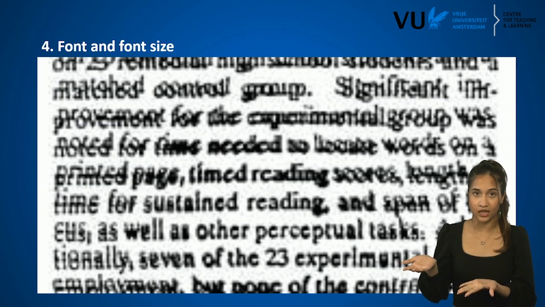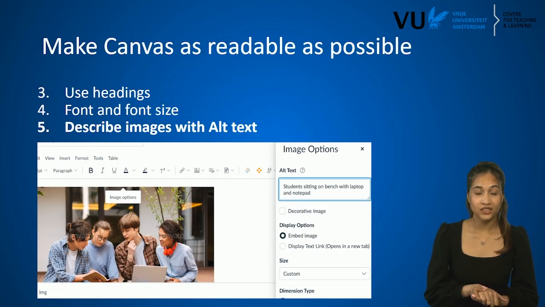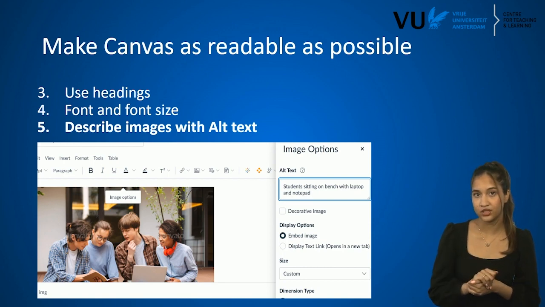This is an example of how students with dyslexia can see text using a smaller font size or crowded looking fonts. Tip number 5 is to describe images with alt text. Not all students can see images. That's why it's important to add text to the image that explains what is visible on it.